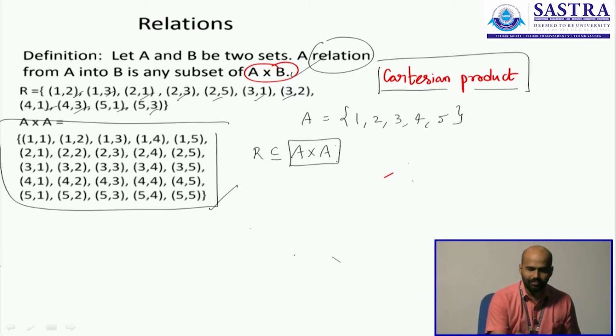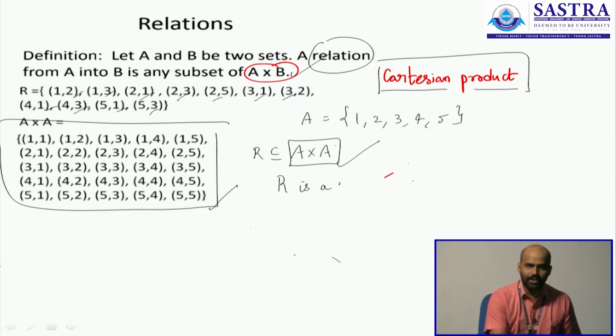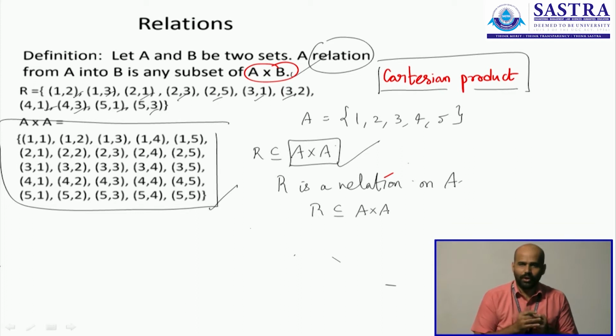So R is definitely a subset of the large set called the Cartesian product, and therefore R is a relation on the set A. R is a relation on A because it needs to satisfy only one condition, namely that R is a subset of a larger set which we call the Cartesian product. And what is the Cartesian product? You collect all ordered pairs possible and put them in a box. That box is figuratively what you call a Cartesian product.